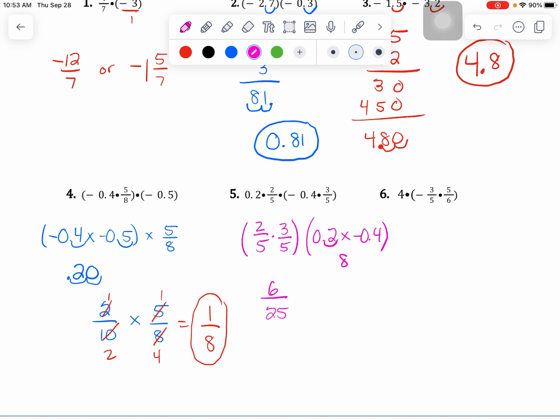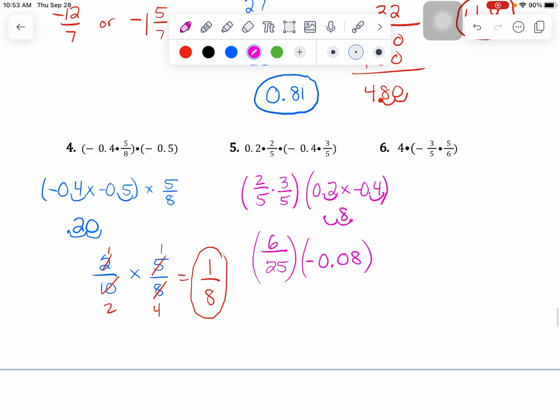I had to move this twice. So if I move it twice, I end up getting 0.08. Here I have a negative times a positive, so my answer is going to be negative. All right, in order to multiply these together, I'm going to turn negative 0.08 into a fraction. So that's 6/25 times, that is a negative 8/100ths if I wrote it out.